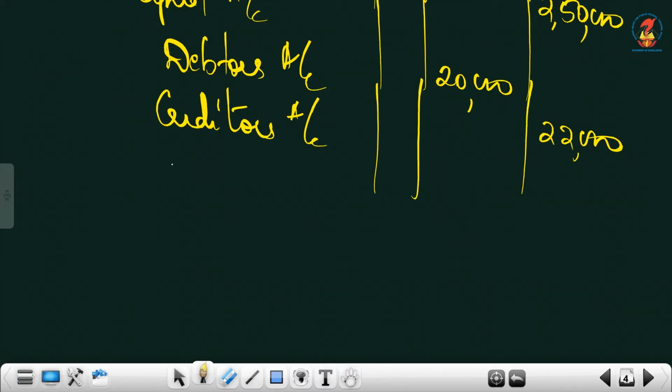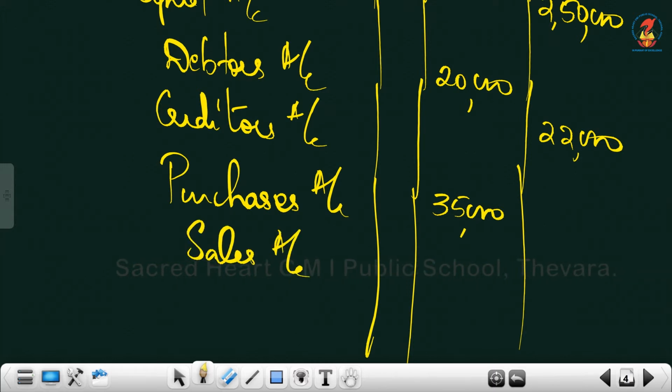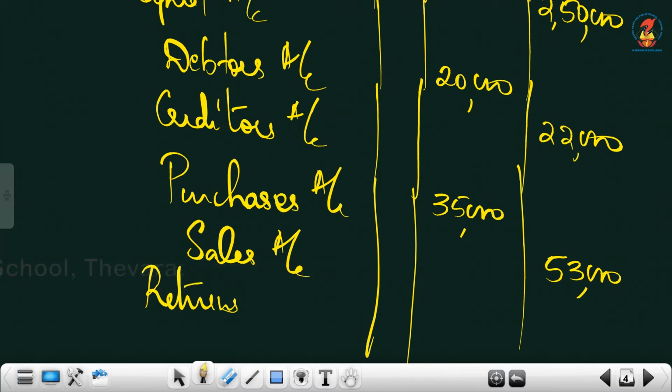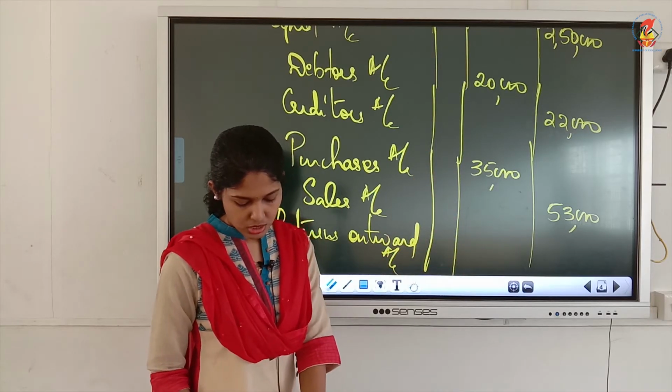Then we have purchases account. Purchases account expense, so debit balance, the amount is 35,000. Then sales account, it's an income, we are getting the amount. Income having a credit balance 53,000, take amounts carefully. Then we have returns outward account. Returns outward, that's other name for purchases returns. Purchases having a debit balance, so this would be having a credit balance. The amount is 500.